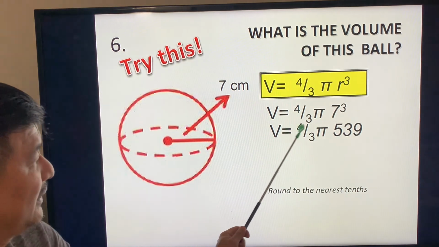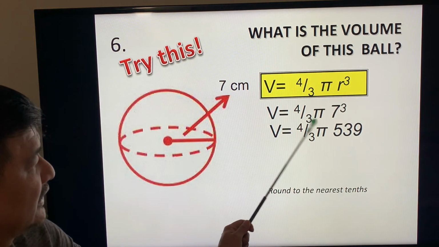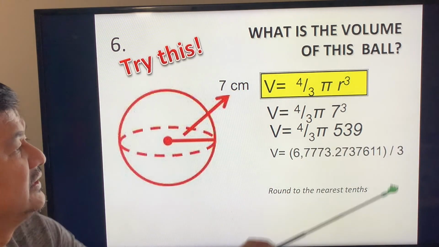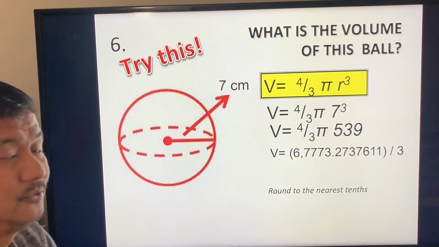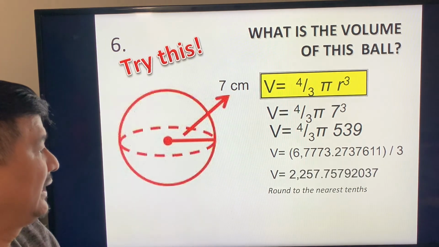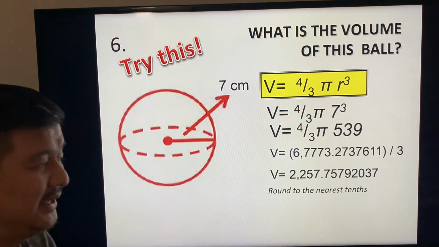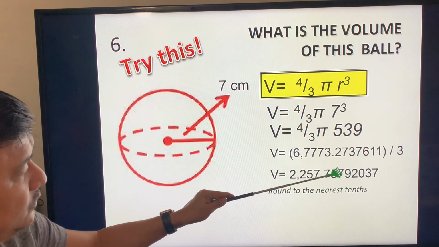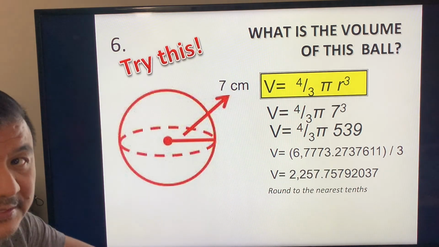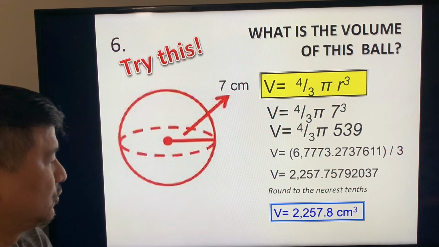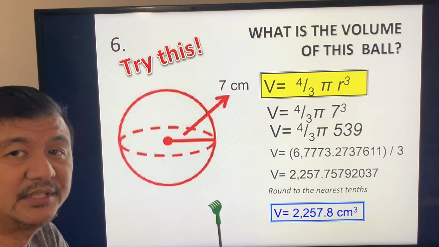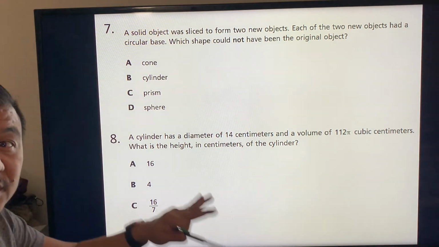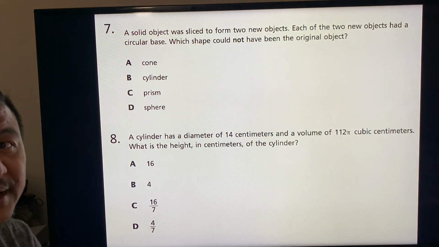Then, again, multiply all the top numbers. 4 times pi times 539. Then the whole thing divided by 3 at the end. Do not do the rounding yet. When I divide, it's still a non-terminating decimal. It says nearest tenths. Tenths is over here. Will the 5 affect the 7? Yes. So that becomes 2,257.8 cubic centimeters.